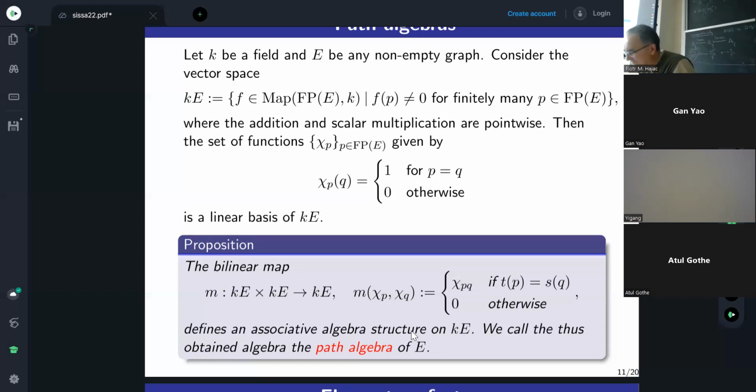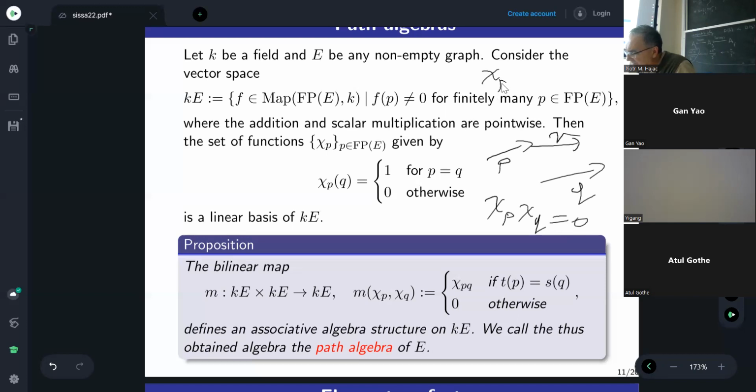So maybe it's good to draw. I have a path P, and I have a path Q. So chi P times chi Q is 0. But if this is my path R, then chi P times chi R is chi PR. Okay. So that's it.